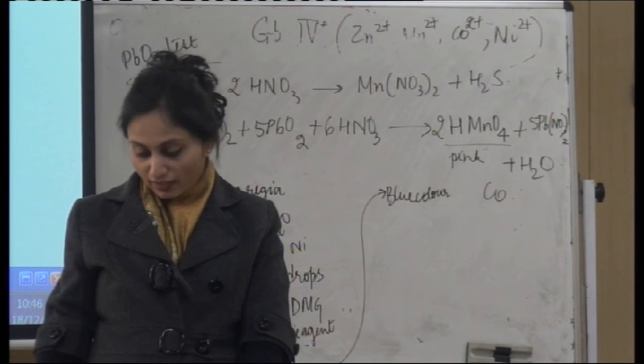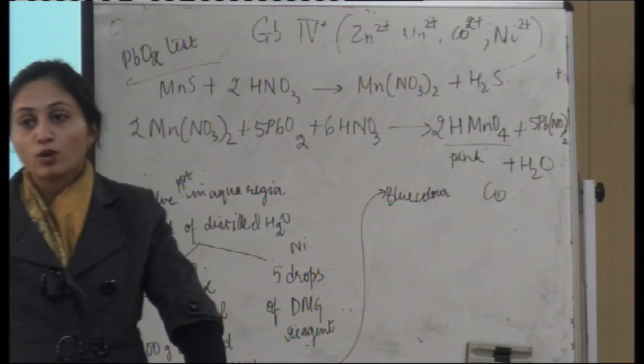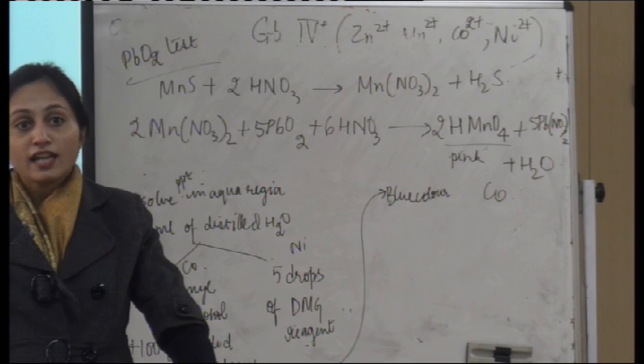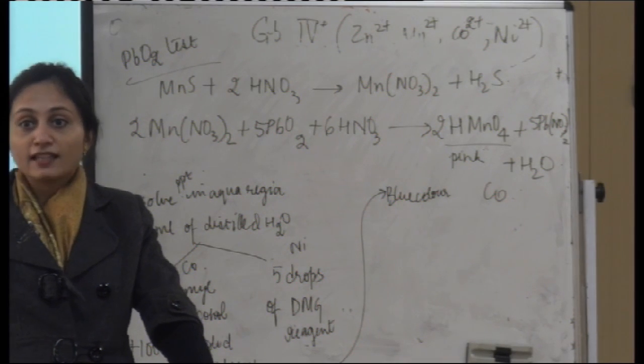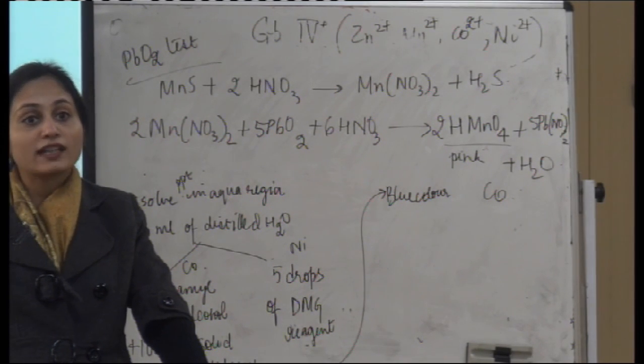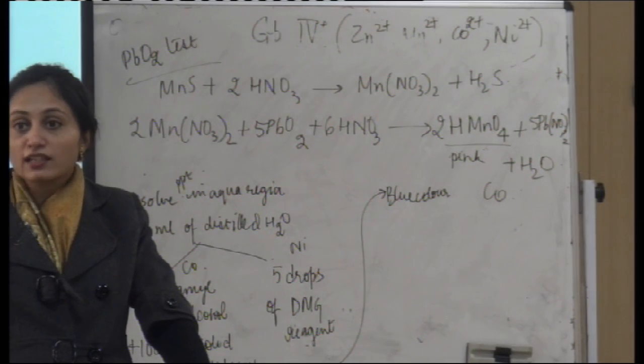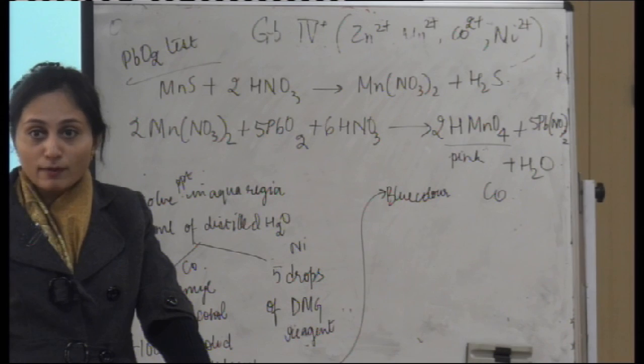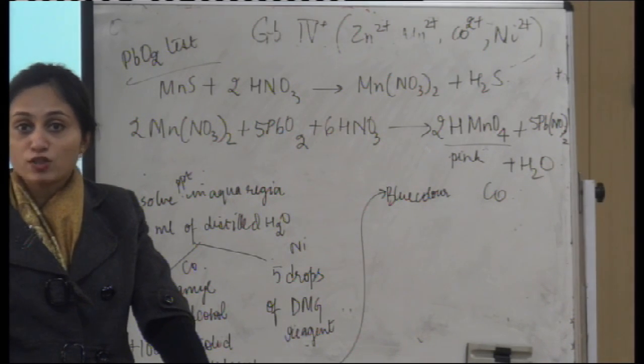Alright, and then I declared two more tests to you. One was the bromine water test in which you get MnOOH twice, and there was another PbO2 test in which you get HMnO4, which is pink in color. So this again confirms your manganese. After manganese, we've just moved on to the other two ions of group 4. What are those? Cobalt and nickel.